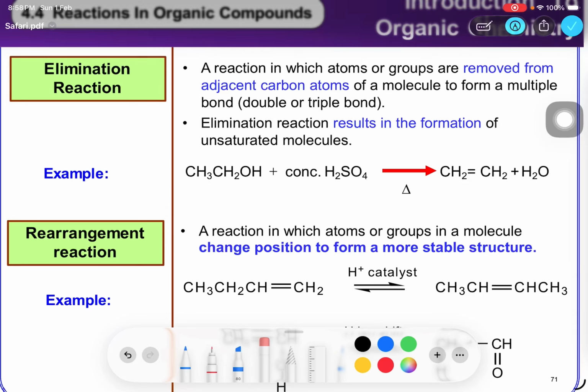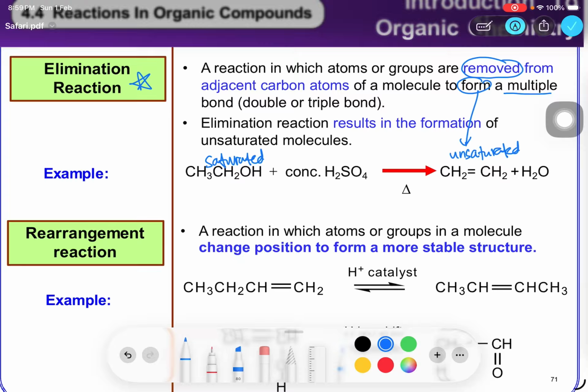Okay, let's continue with the next type of reaction, which we know as elimination. Elimination, like we understand, is pembuangan. So we are going to remove a group of atoms from the carbons to form a multiple bond. A multiple bond means that the product is an unsaturated compound, while the reactant in general is a saturated compound.